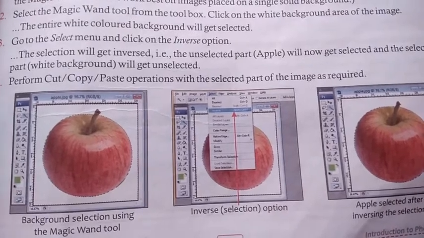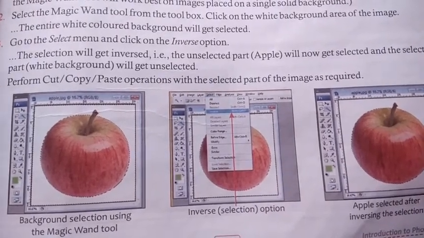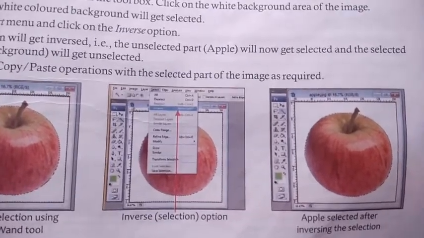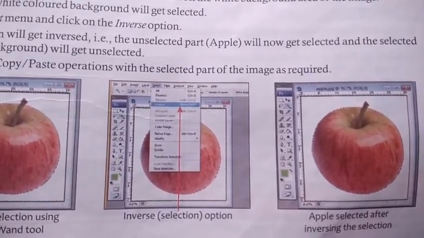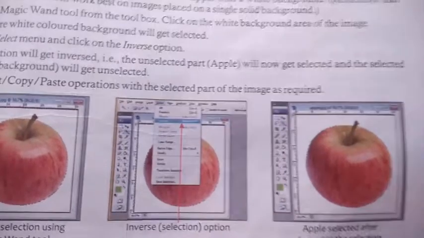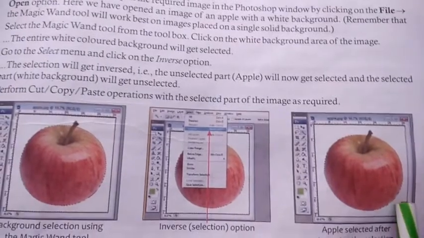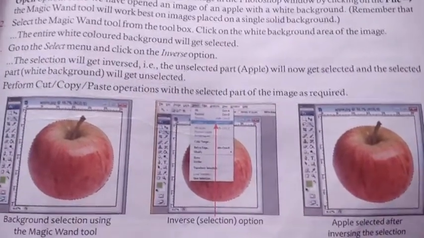First of all, see the picture of the background selection using the magic wand tool. Second, the invert selection option. Then finally the apple is selected after inverting the selection area. So students, see properly the three pictures: the background selected, the inverse, and the apple selected after inversing the selection.